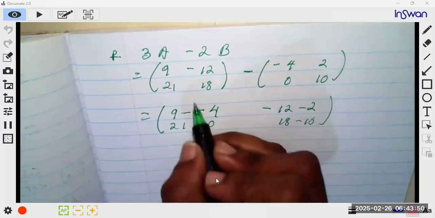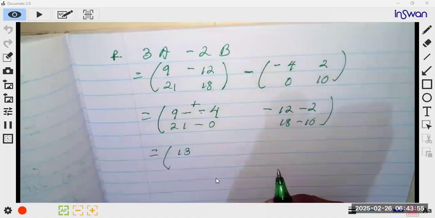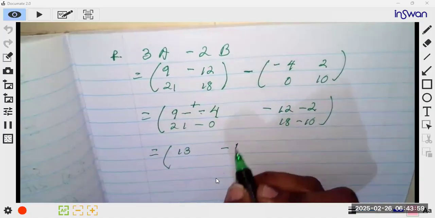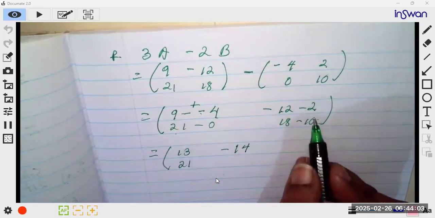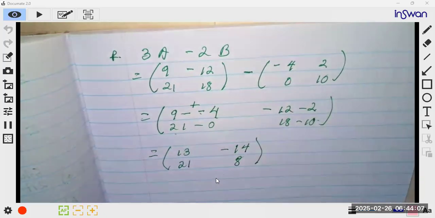So negative and negative is a positive. 9 and 4 is 13. Minus 12 minus 2 is minus 14. 21 take away 0 is 21. 18 take away 10 will be 8. So do you all understand that? Yes or no?